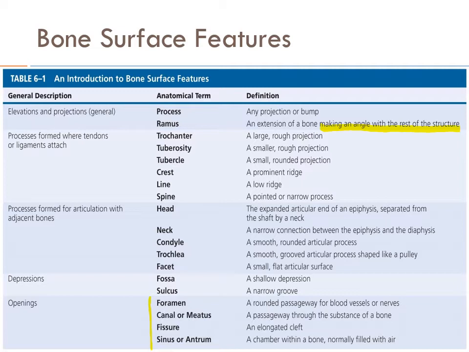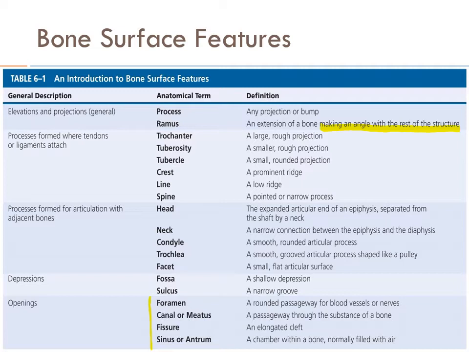In the skull, we have the ears that are passageways into the interior of the skull, and those are considered a meatus, whereas the foramina are all the different holes where our nerves and blood vessels are entering and exiting our skull. A fissure is an elongated cleft. We'll be able to see a fissure in the back of the eye socket.